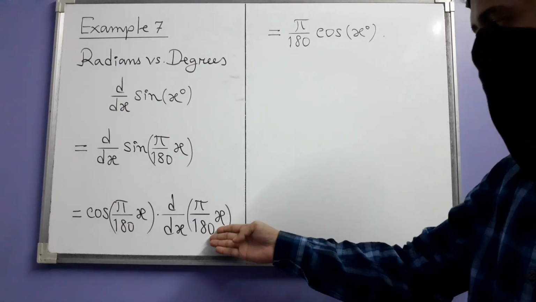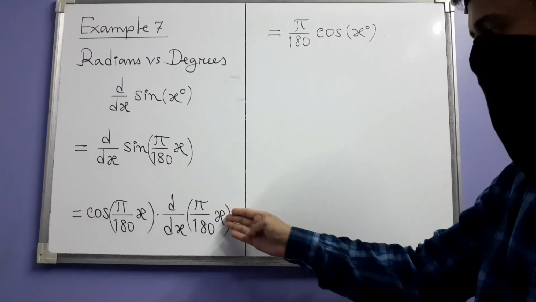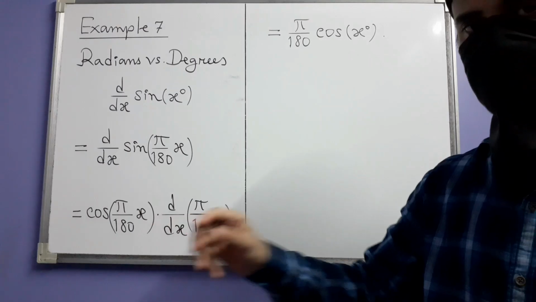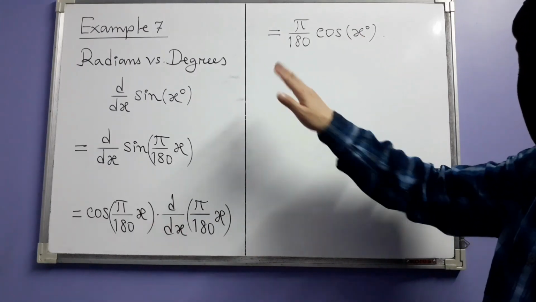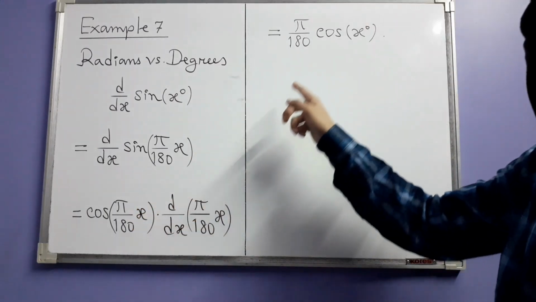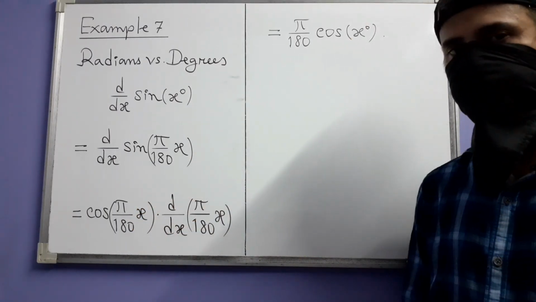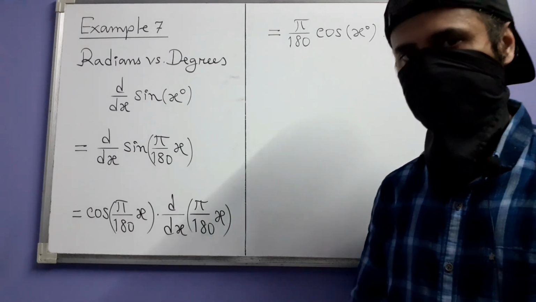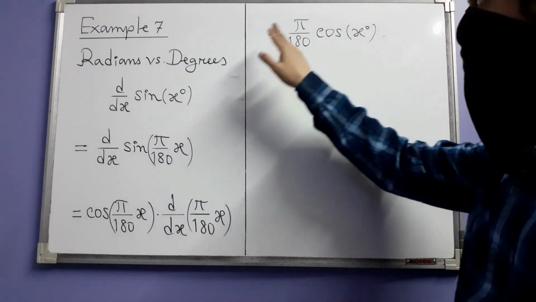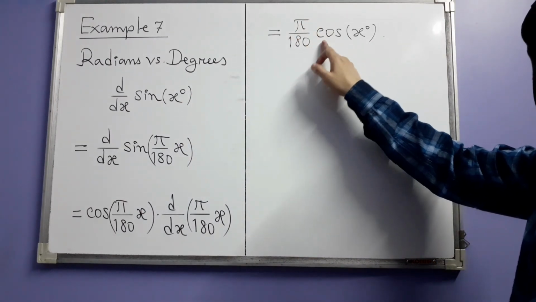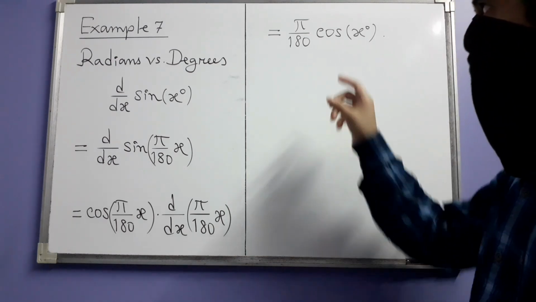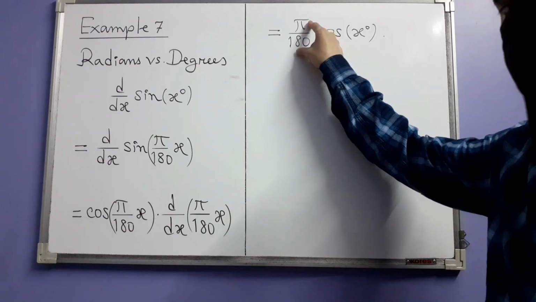When you do the differentiation, differentiating x gives you 1, and this constant of course comes out by the constant multiple rule, and that constant appears here. And this, if you think of it, is again just x degree, because pi x divided by 180 is x degree in radians. So the derivative of sin x degree is pi divided by 180 times cos x degree.